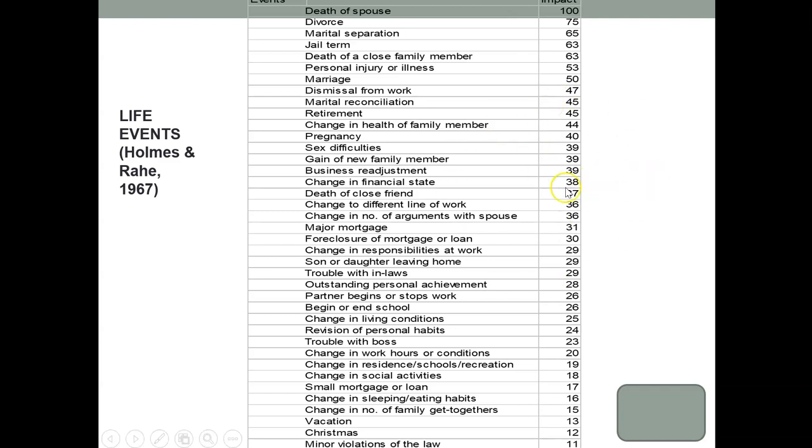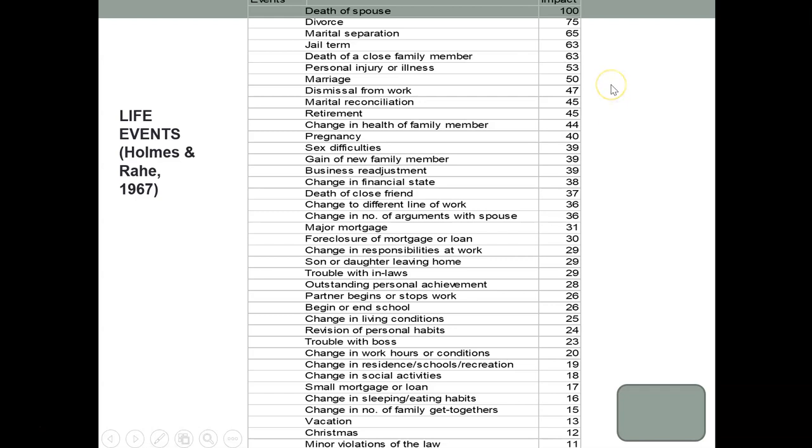The results of this measure are positively correlated with physical health outcomes. People who have higher scores on the Holmes and Rahe Social Readjustment Scale tend to have more health problems. So it is predictive of health problems.